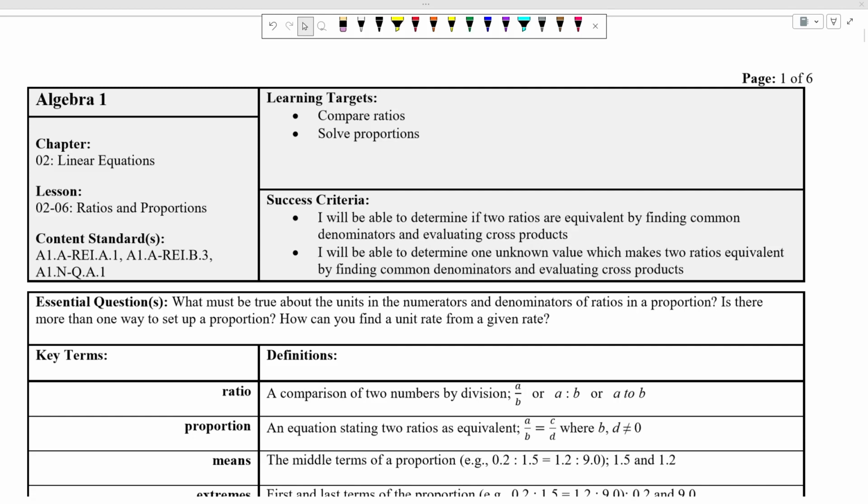So today's learning targets are as follows. We will be comparing ratios. Also, we will be solving proportions. Some good stuff in here today, guys.